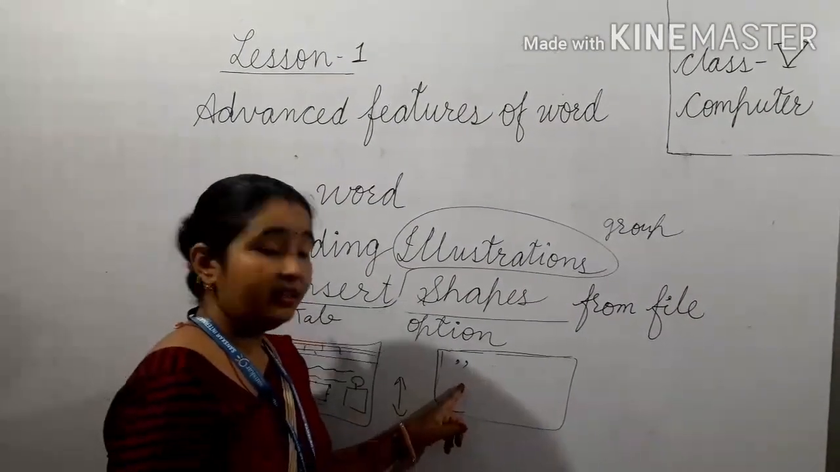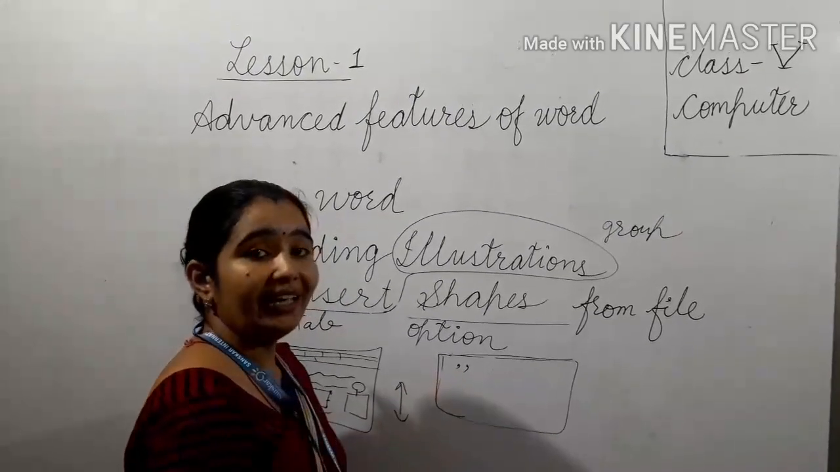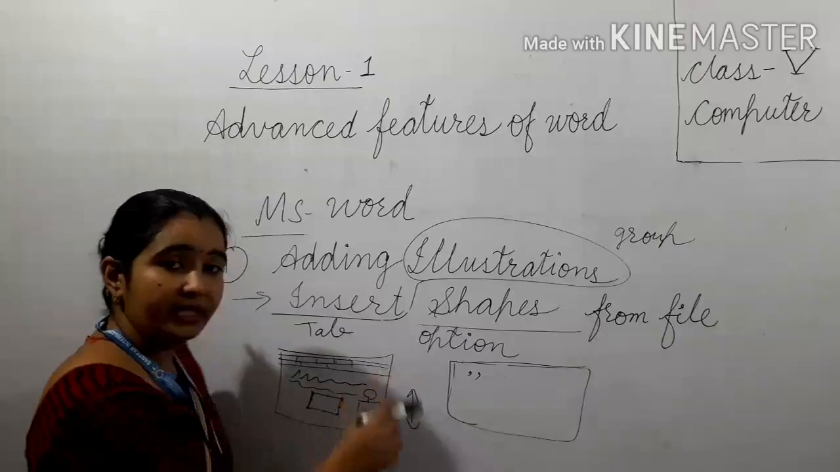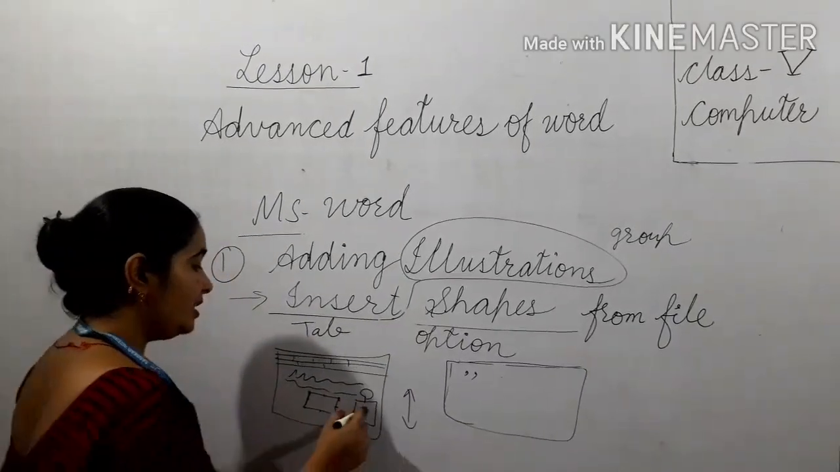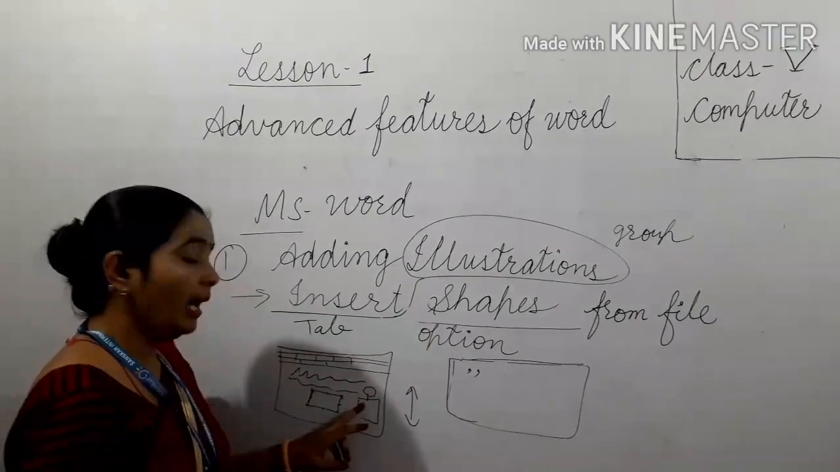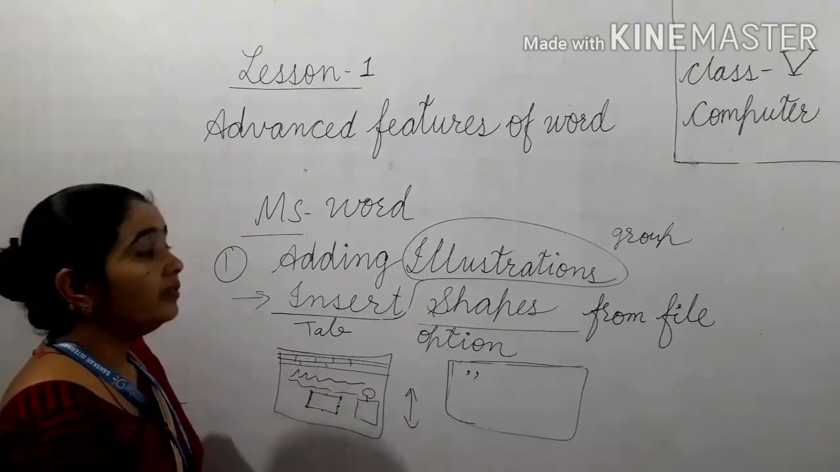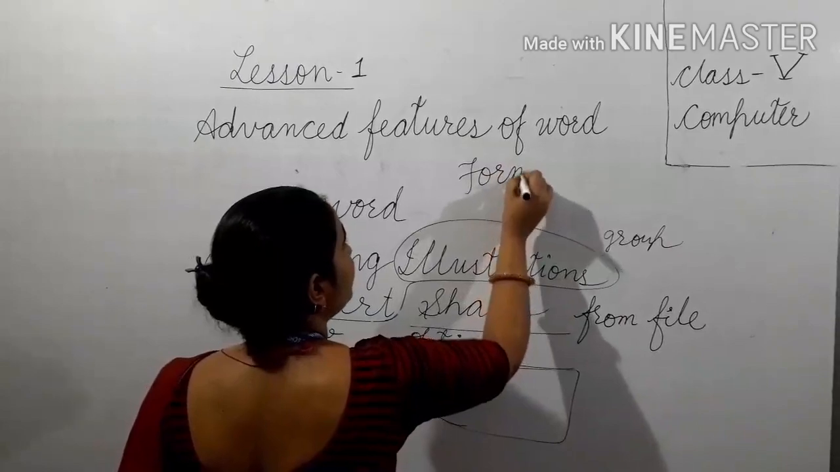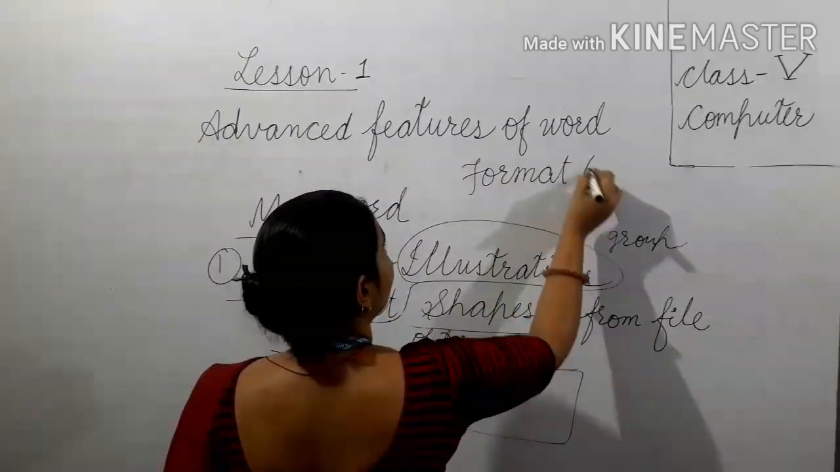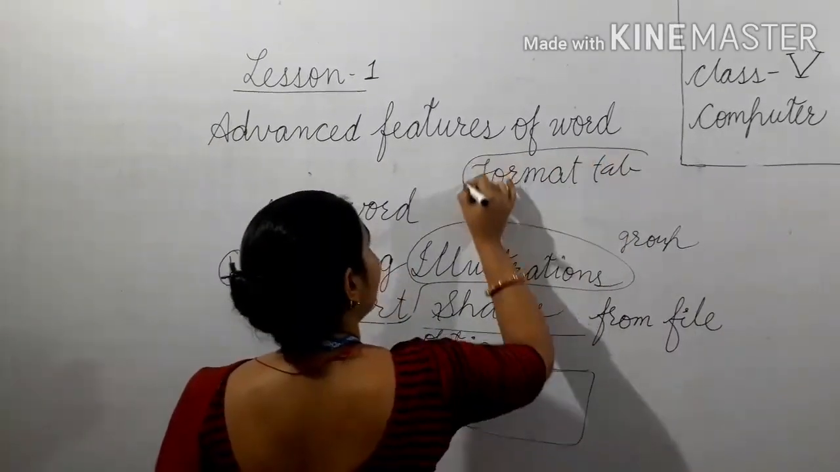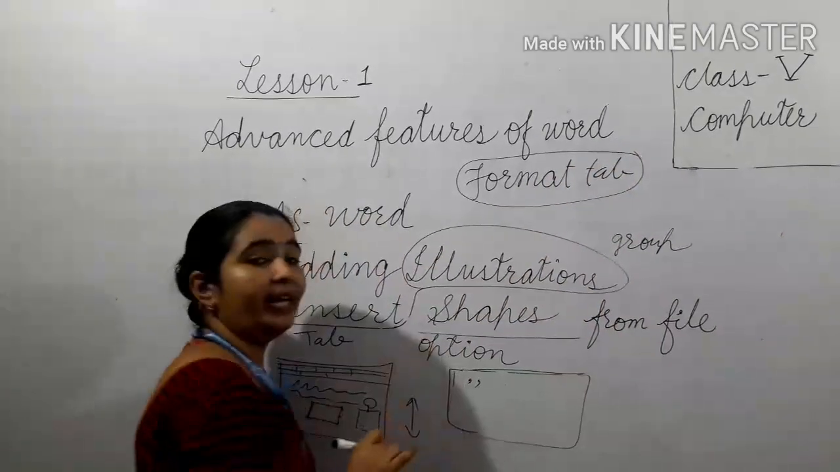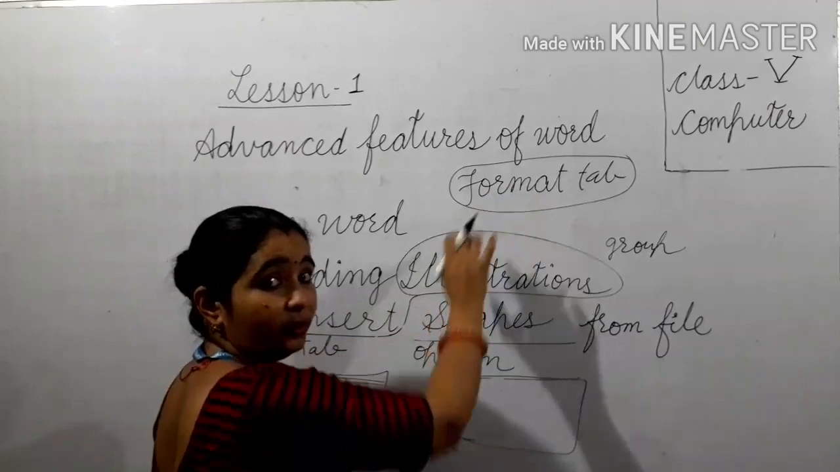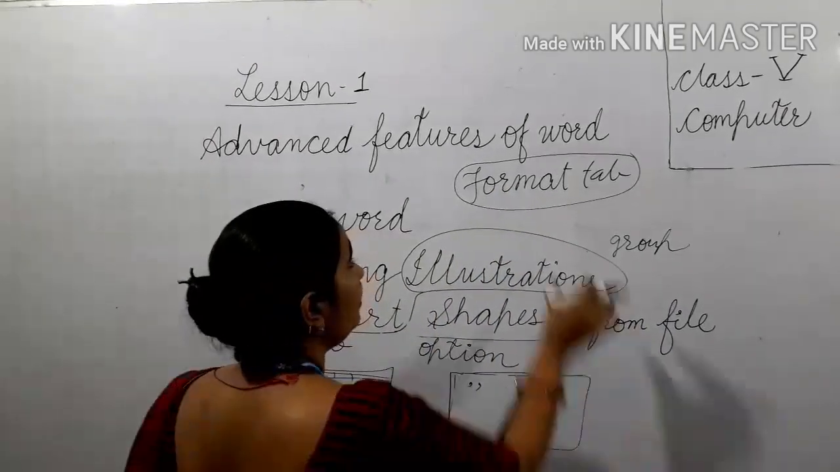When we insert the shape, you can resize the shape, or even you can rotate the shape to 360 degree. Once the shape is inserted and selected, then you will get the format tab. Which tab? A format tab. It is a format tab. A new tab, that is format tab, will be visible on your menu bar.